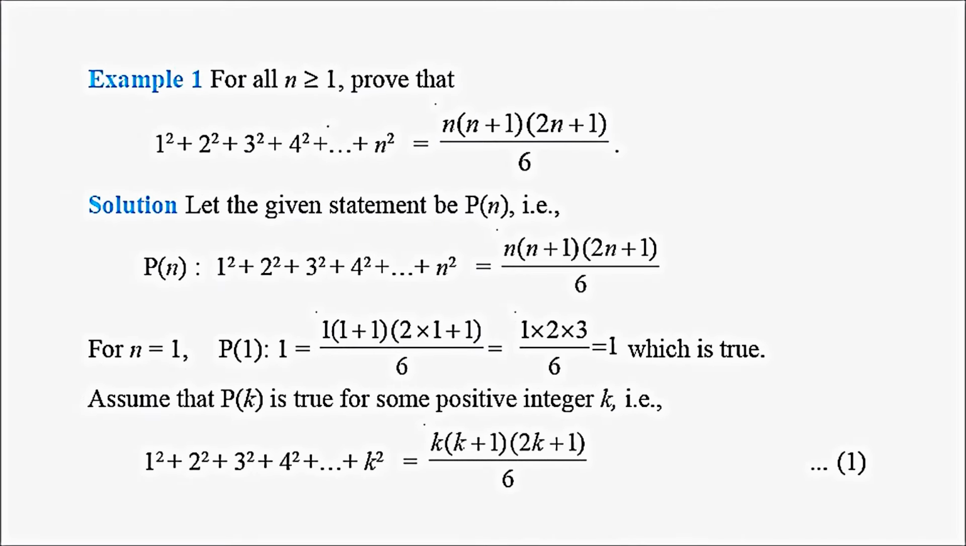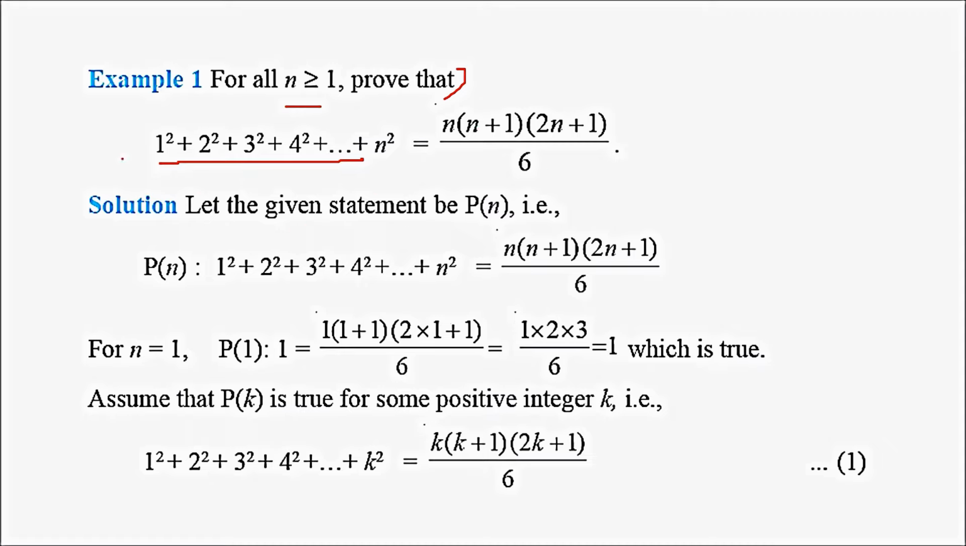As we have discussed the mathematical induction concept, let us see an example now. First example: for all n greater than or equal to 1, we need to prove that this expression, a series of squares of natural numbers added, is equal to n(n+1)(2n+1)/6. So how are we going to do this?